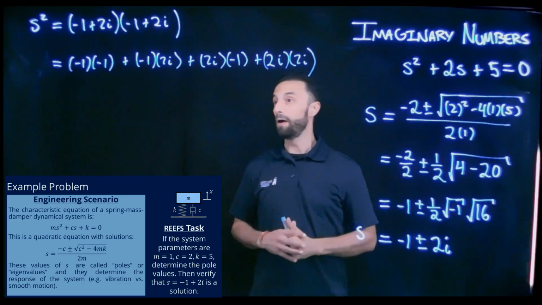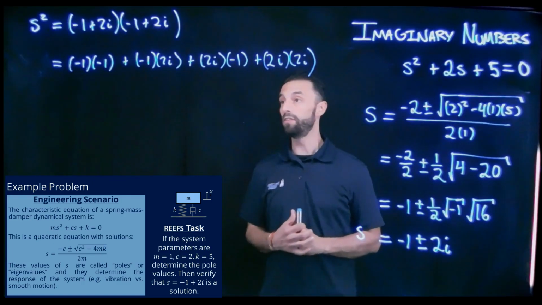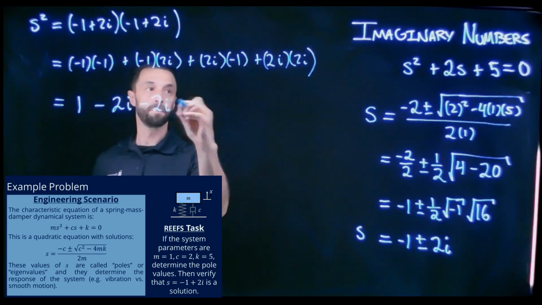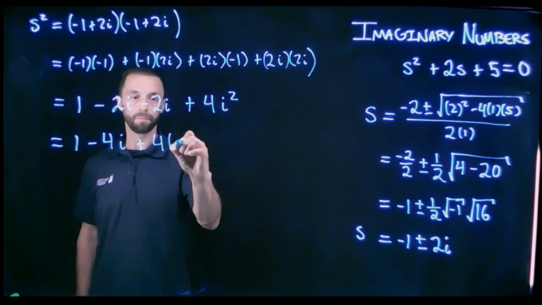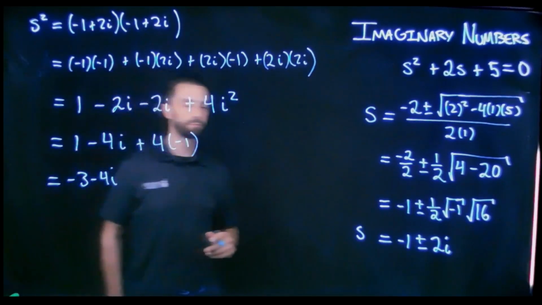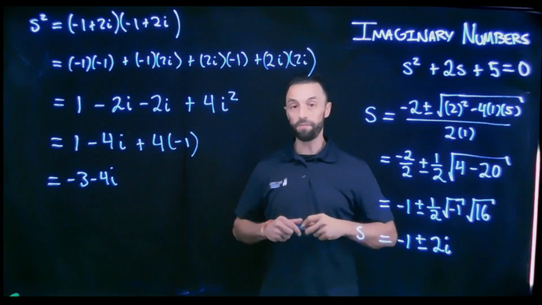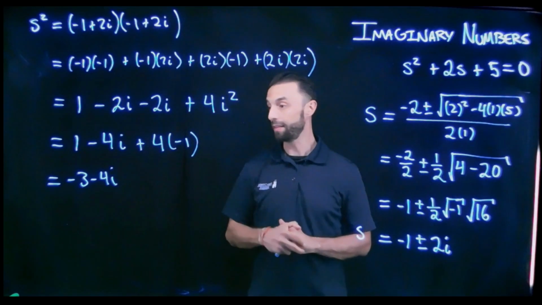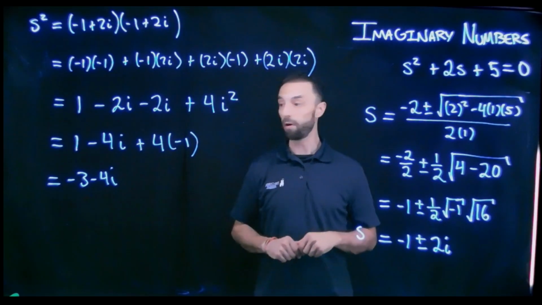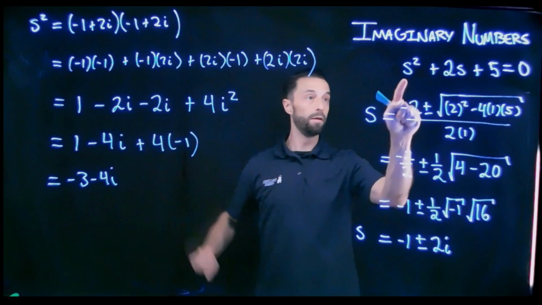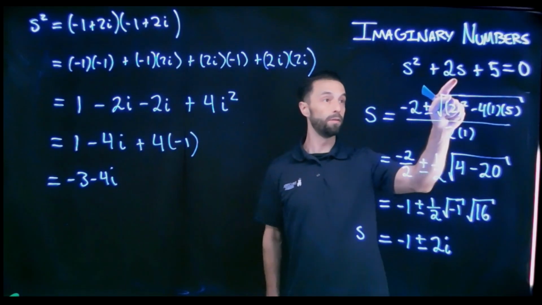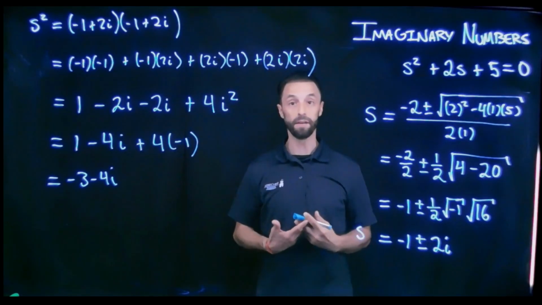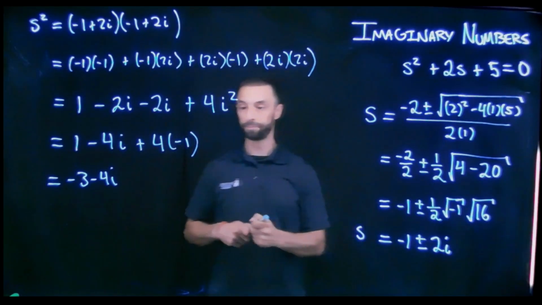So we've just factored everything out, and now we can continue to simplify. Okay, so we found that with s equals negative 1 plus 2i, when we squared s, the result is negative 3 minus 4i. So now we can take s squared, plug it in here, as well as add 2s and plus 5 to get our final answer to make sure we did, in fact, solve this equation correctly.